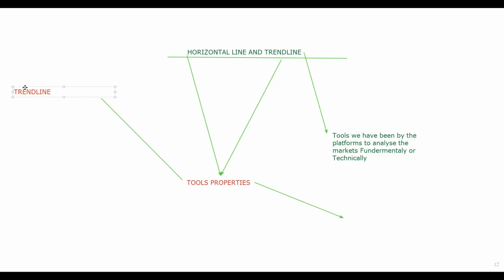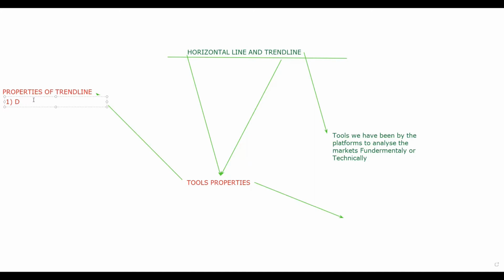Trend line properties. What are the properties of a trend line? That's the first question you should ask yourself. Okay, the first thing that you need to know is that it needs to be diagonal.